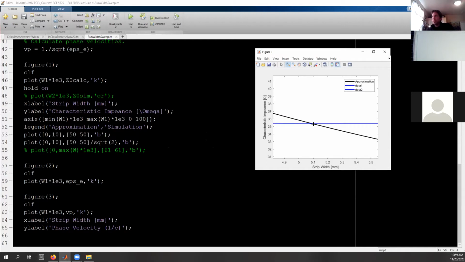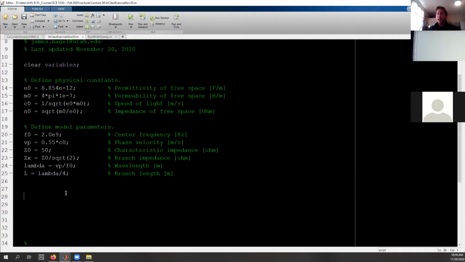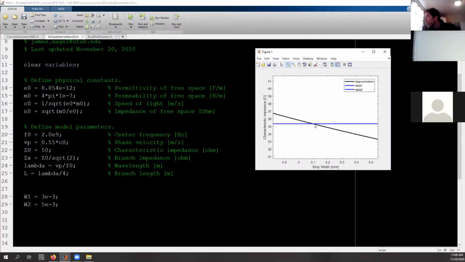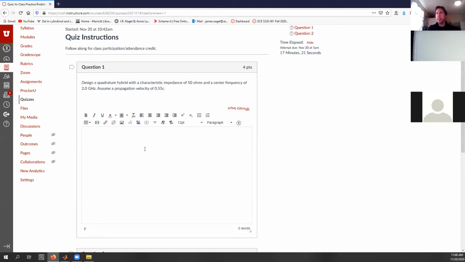And that's basically it. There's your hybrid in a nutshell, to make that thing work. So you would just have W1 about 3 millimeters, and then W2 about 5 millimeters. So you just consult your table there. Is that right? Yeah, 5.1, something like that. And that's it. That is how you would design a quadrature hybrid for a center frequency of, say, 2 gigahertz. So width 1 is about 3 millimeters, width 2 is 5-ish millimeters.